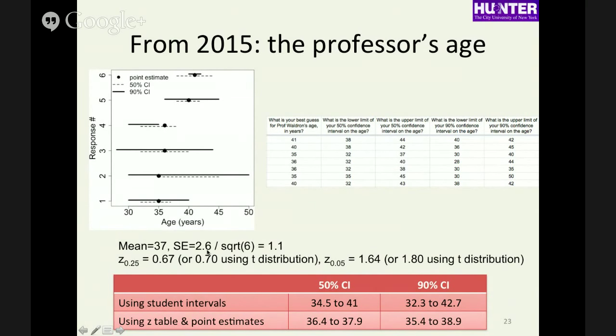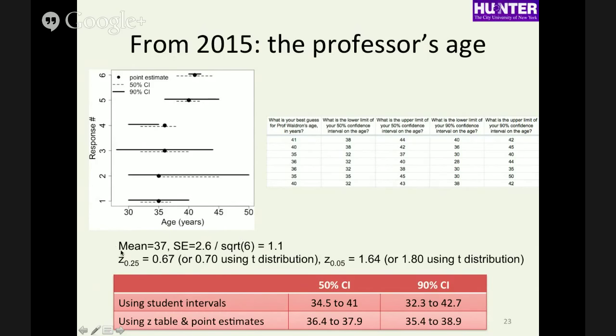And this is how we would calculate a confidence interval using the methods that you're learning and that you're going to practice in your assignments in the lab. We can calculate a standard error. This is the standard deviation divided by square root of n, that's 1.1.